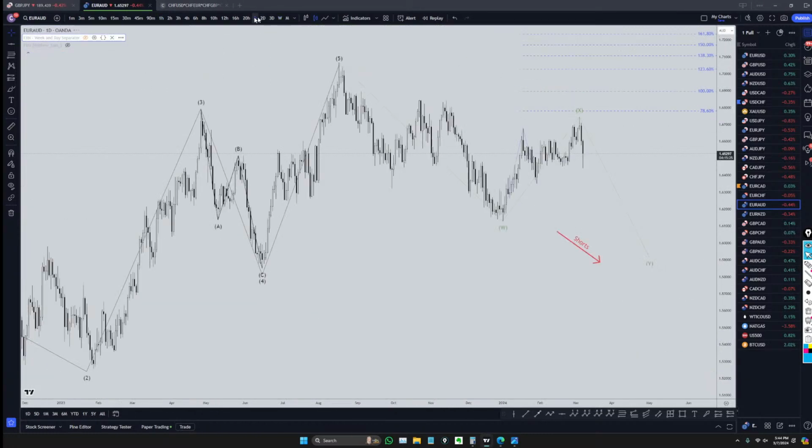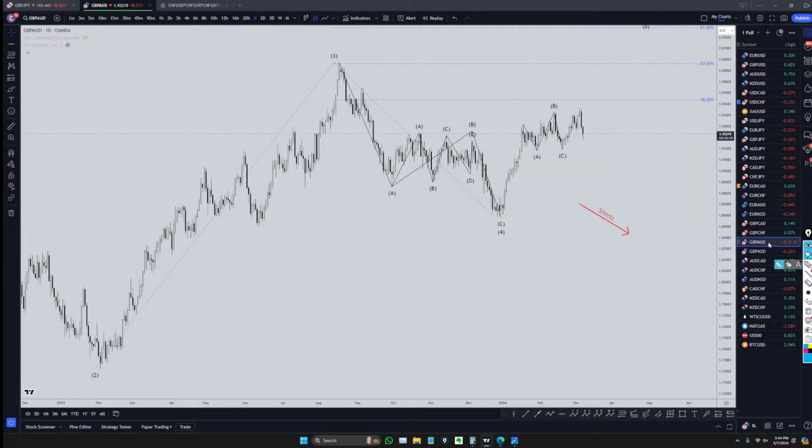Yeah, boy, I was almost convinced this thing was turning down and this was going to be like a big WXY, but boy, it's not as convincing anymore.